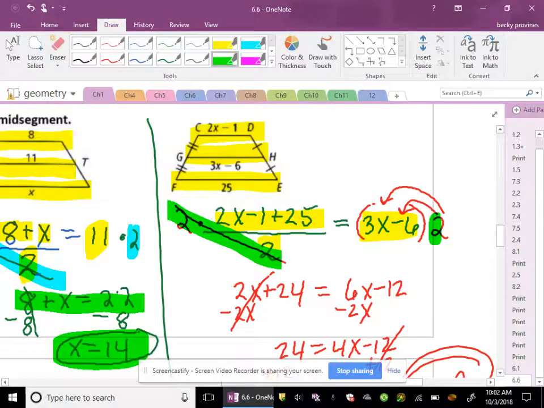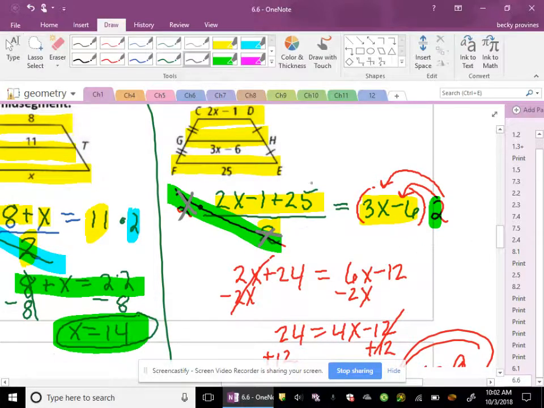Now, on the left side, those 2's are gone. Now, on the right side, I have to distribute the 2. So 2 times 3x is 6x. 2 times negative 6 is negative 12. And I'm just going to clean this up. What's 25 and a negative 1? Well, that's 24. So you're going to just do your algebra now.